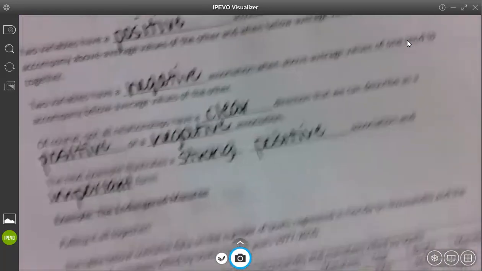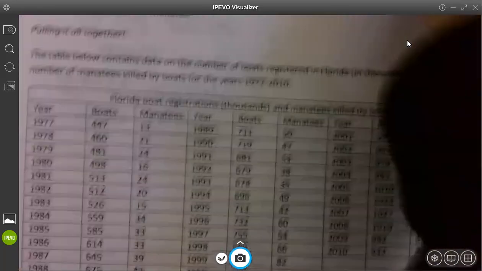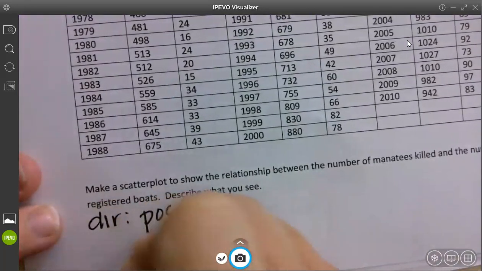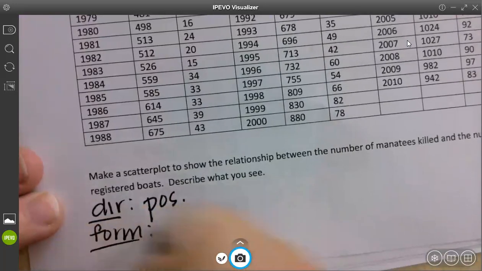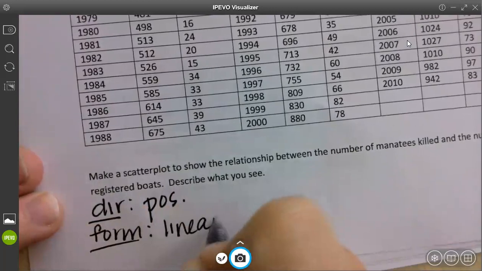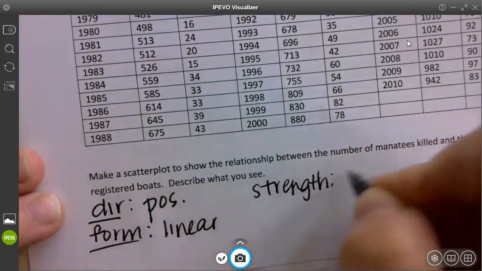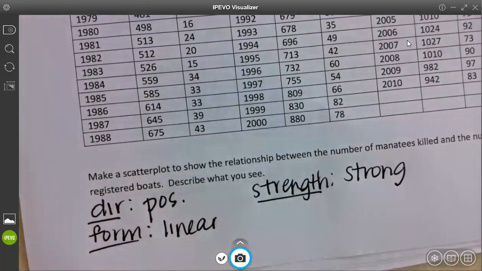So it says, describe what you see. I'm going to go down here, and the chart is on the other side, but I'm not worried about it. What was your direction? What was your form? What was your strength? Guys, you don't have to lay it out like this. You can say there is a strong positive linear association. Get it all done at one time if you want to. That's perfectly fine. All right.